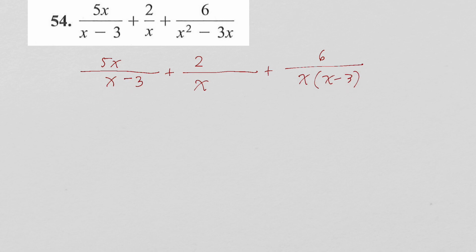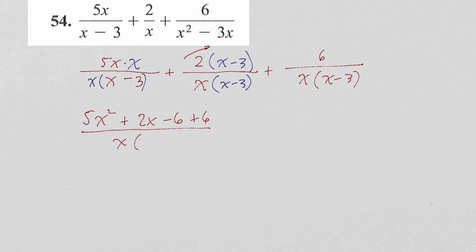In order to make this look like this, we need to multiply by an x. So we multiply by an x there on top as well. To make this look like this, we need to multiply by x minus 3. So we multiply by that on the top as well. So now I've got 5x times x, which is 5x squared. Then I'll distribute the 2 and get plus 2x minus 6. And then we have plus 6 all over x times x minus 3.